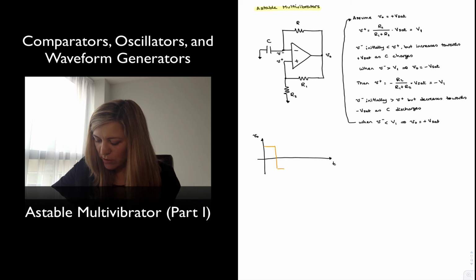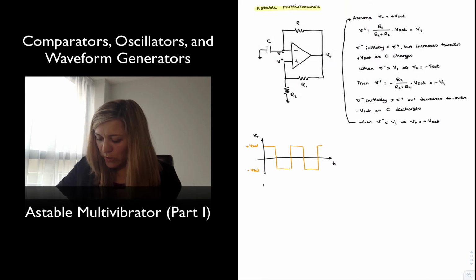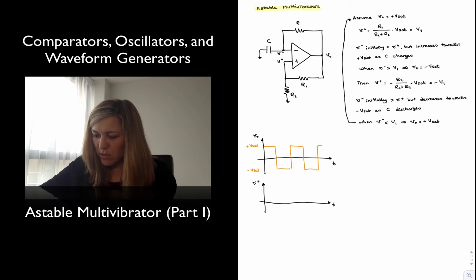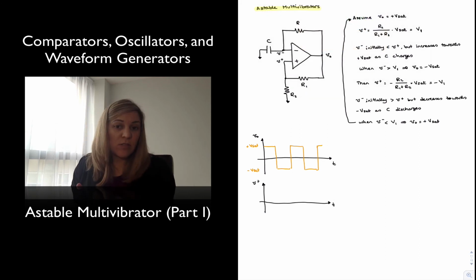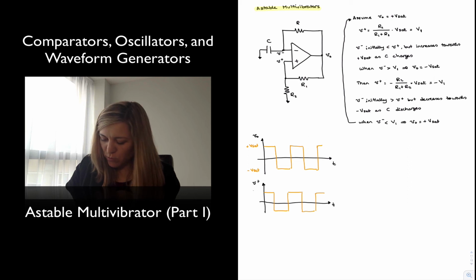So this is going to periodically move between positive saturation and negative saturation. The positive input voltage, what we have labeled as V plus, is also going to be a periodic square wave. So it's going to look like the output, except it's a voltage divided version of the output, and so it's going to have the exact same shape, except it's going to be moving between smaller voltage levels, namely what we've labeled as V1 and negative V1.